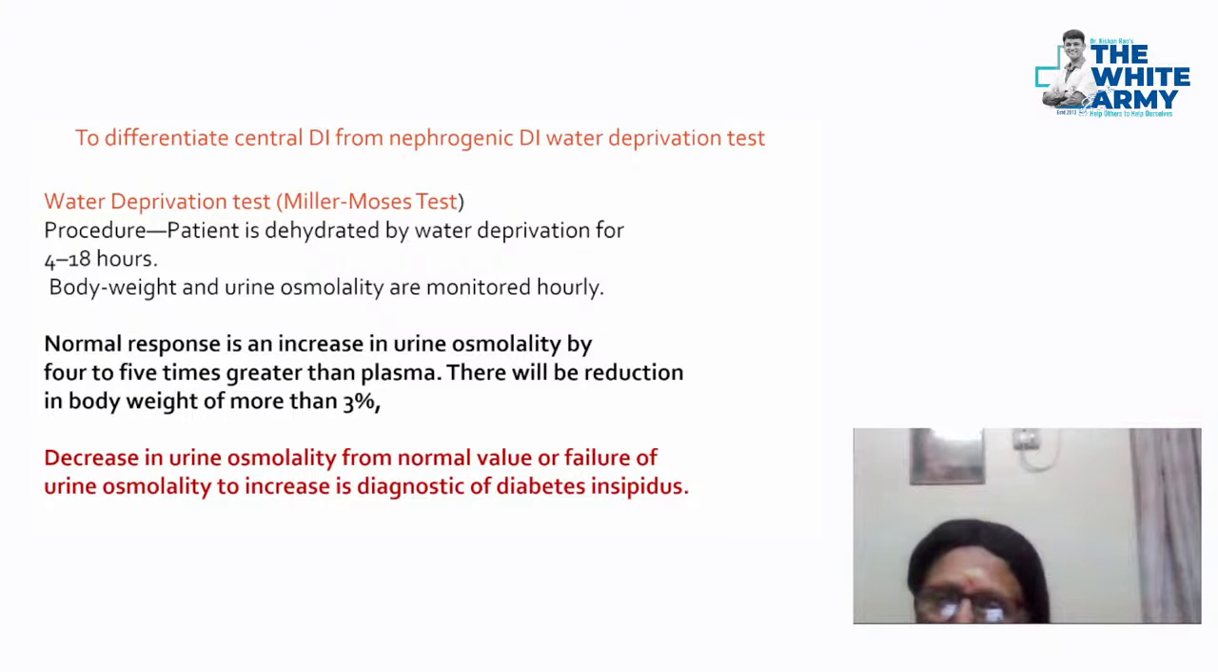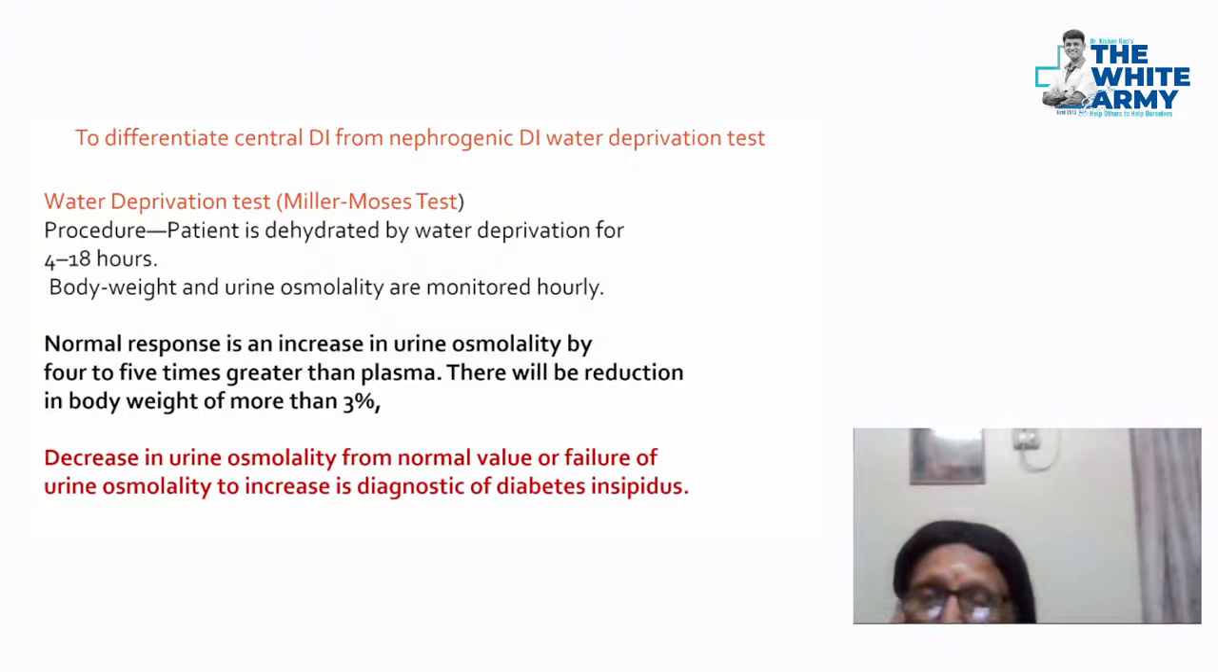When you are dehydrating, there is hypernatremia, the patient loses body weight, and the urine osmolality will drastically increase because the tubules are reabsorbing water. So when somebody is subjected to water deprivation, the normal response we expect is increased reabsorption of water, leading to a high urine osmolality, which should be 4 to 5 times greater than plasma. This also will produce a reduction in body weight of more than 3%.